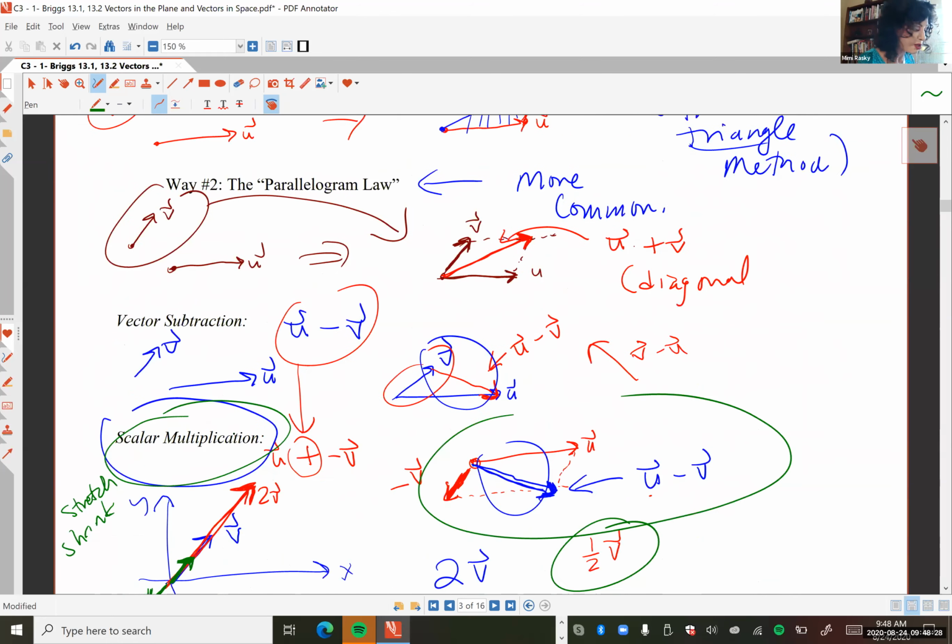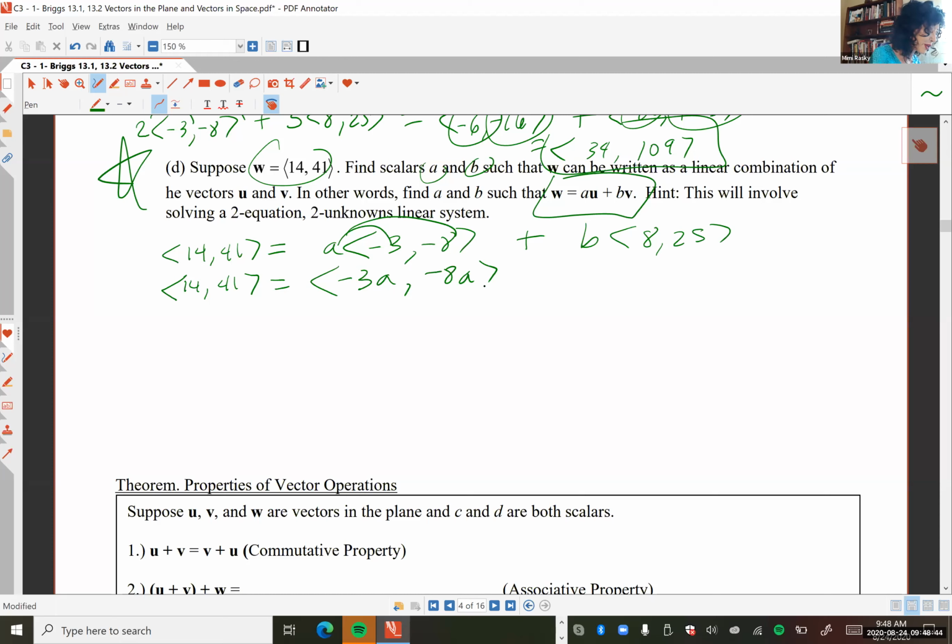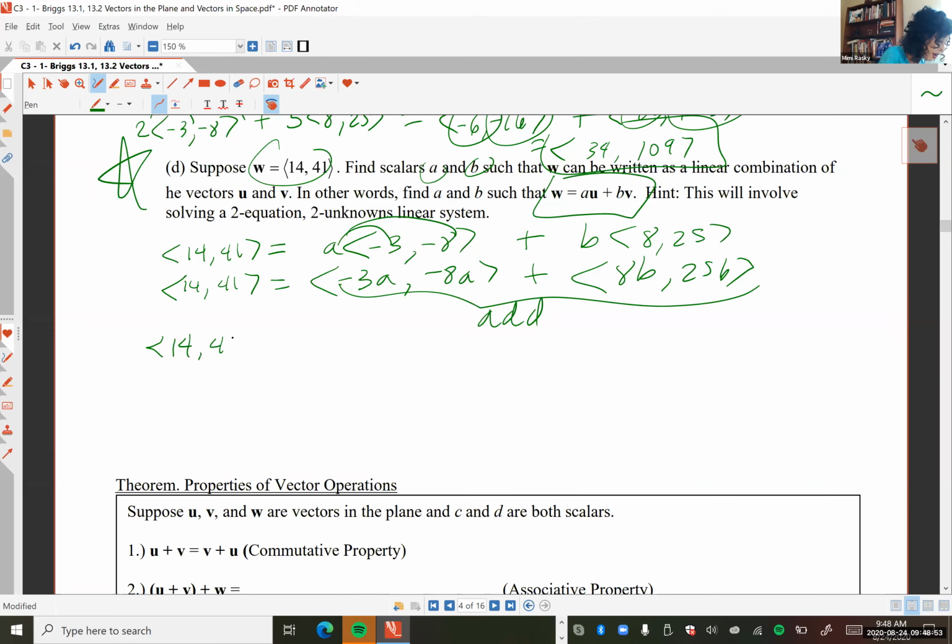So what we're saying here is this vector W is going to be equal to the sum of the vector -3a, -8a, plus the vector 8b, 25b. And now I'm going to add these two together using our knowledge of vector addition. So we'll get one big old vector where the x component is the sum of 3a and 8b, and the y component is -8a plus 25b. And now the equality of vectors is going to come and save us.